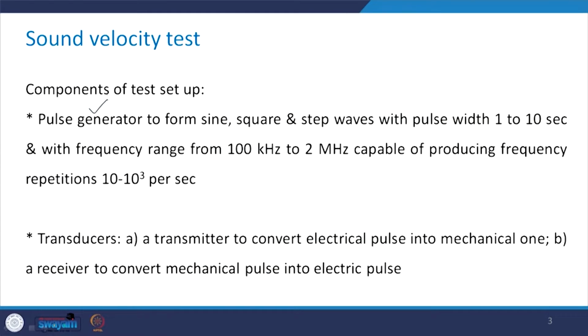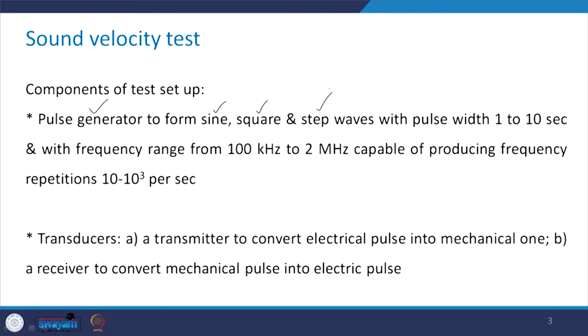The components of the test setup include a pulse generator. This can form sine, square and step kinds of waves with a pulse width of 1 to 10 microseconds, and it has a frequency range from 100 kilohertz to 2 megahertz and is capable of producing pulse repetitions of 10 to 10^3 per second.